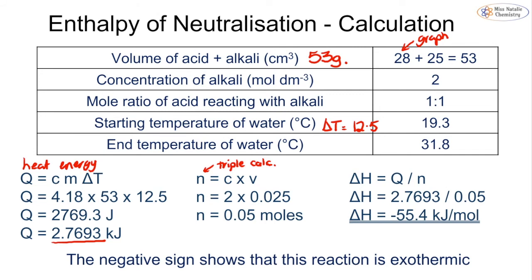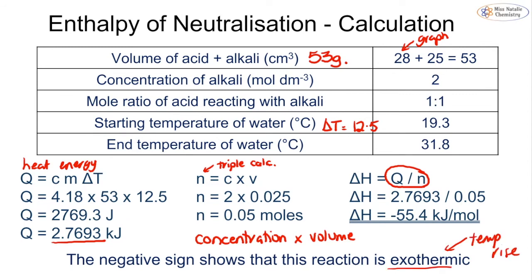But in order to work out the number of moles, we figured out the concentration of the alkali, which you're told in the question, and you multiply it by the volume that is used. And I work out that I have 0.05 moles. As I said, for a double paper, they would tell you the number of moles used was 0.05. I can then use this in my delta H equation, so Q divided by n, and I get a value of 55.4 kilojoules per mole. Notice that we have this temperature rise. So again, this is an exothermic reaction, so I put a negative sign in front of my value.